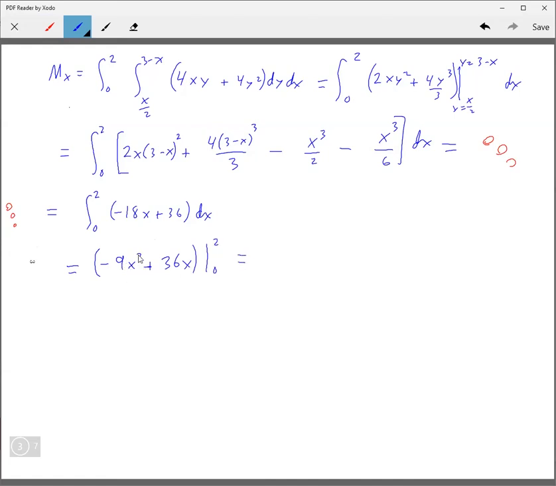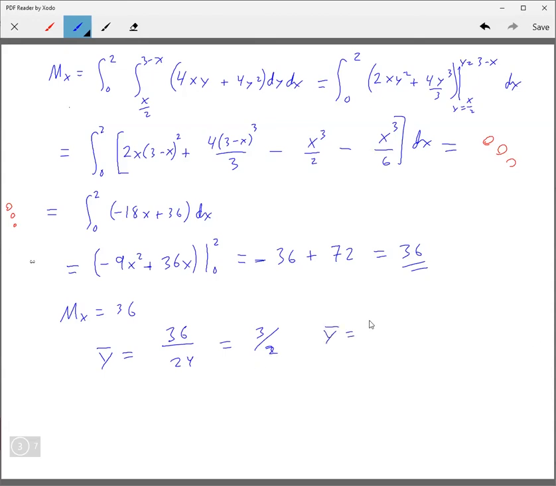And then you plug a 2 in, and that's going to give you negative 36. And then this is going to give you 36 times 2, which is 72, but then it's going to be 36. Okay, so the moment about the x-axis is 36, which means that the y-coordinate for the center of mass is that moment divided by the mass, which is 24. So that's 3/2.